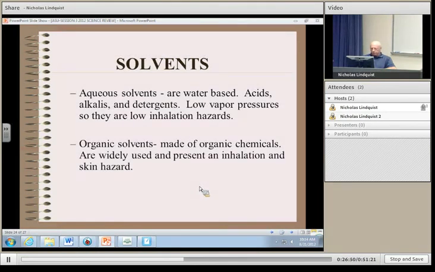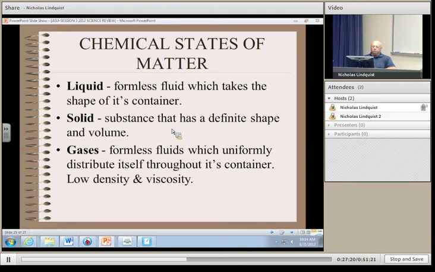In industrial hygiene, we expand on that a little bit. We talk about gases being formless fluids which uniformly distribute themselves throughout their container. But we can also have vapors. Vapors are basically gaseous forms of a material which is normally a solid or liquid at room temperature and pressure. But if you change the temperature or pressure, you can change that liquid or solid into a vapor. And if you take away or change that temperature back, that vapor will revert back to its liquid or solid state. Then we can have fumes.